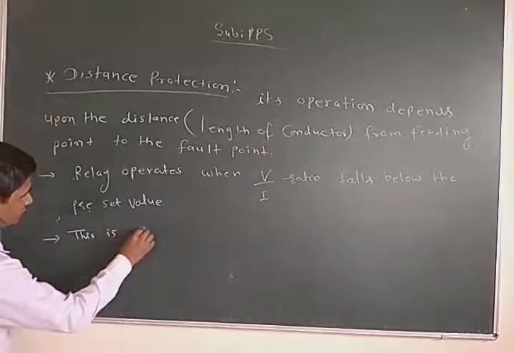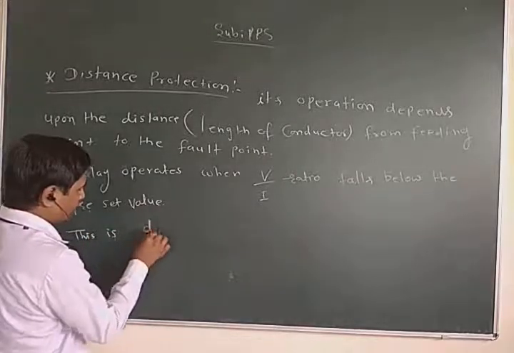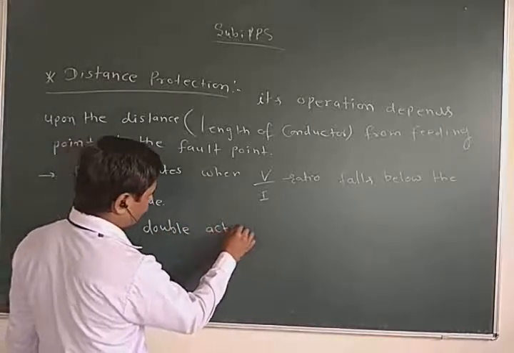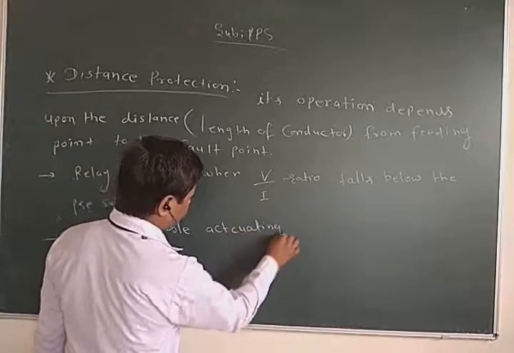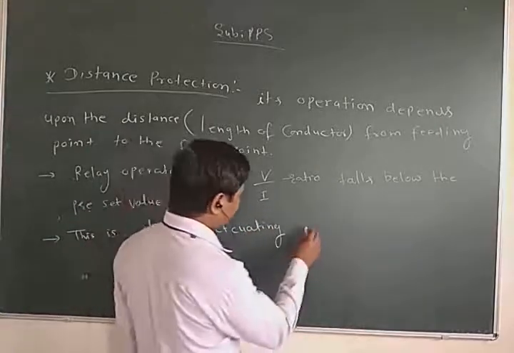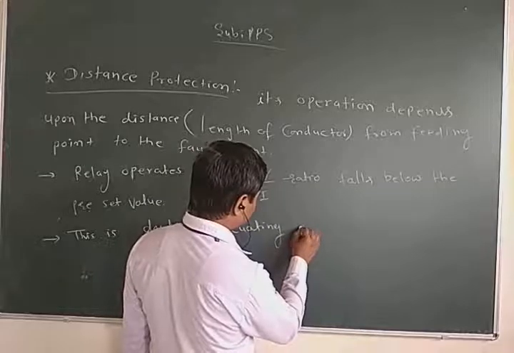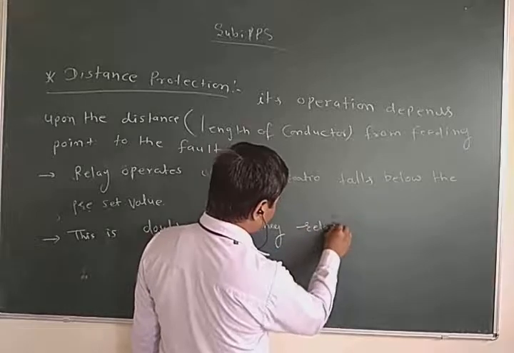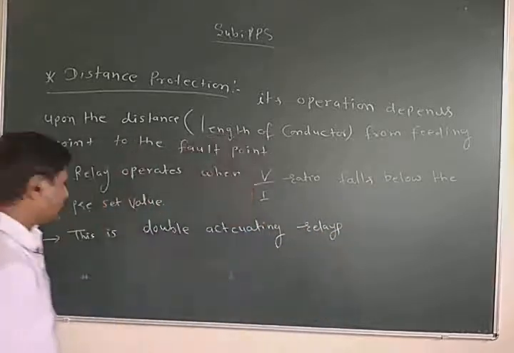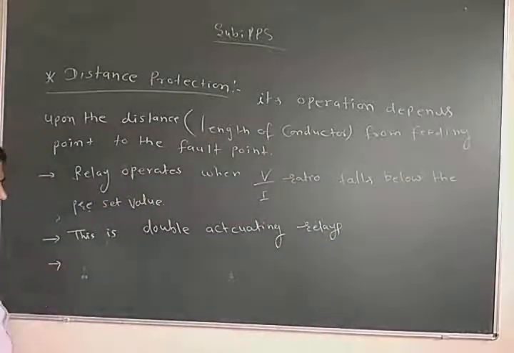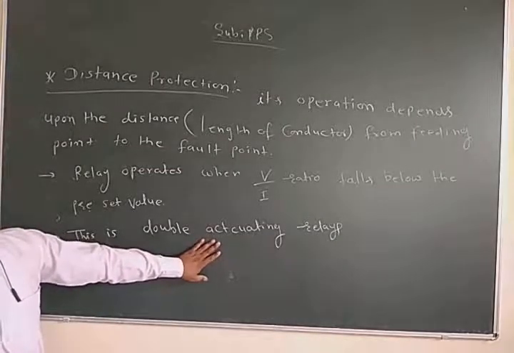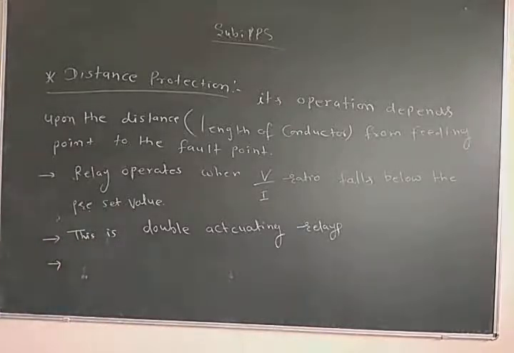Next, this is a double actuating quantity relay. Means in this type of protection we use double actuating quantity relays. One is a voltage relay and the second is a current relay.